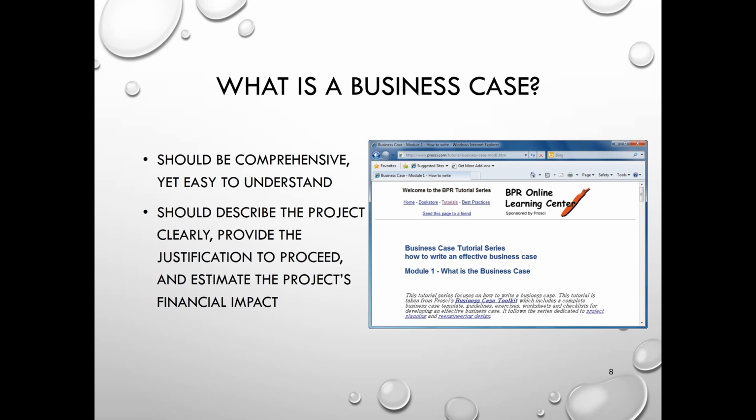Also, the business case should provide justification to proceed, what they did, what they are planning to do, and also they may estimate the project's financial impact, because normally when they talk about a business case, they talk about the cost, they talk about profit, they talk about the budget that they have to plan for as well. So when we refer to the term business case, it should be like that.